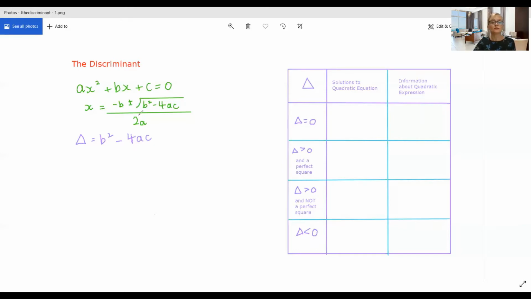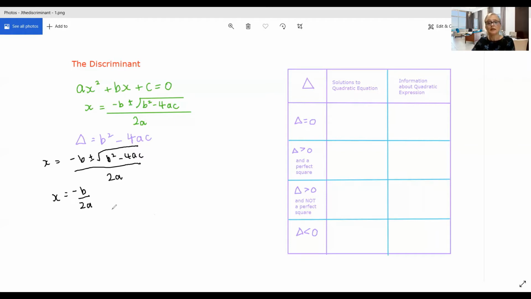Now, if this discriminant is 0, then when you have your solutions, your negative b plus or minus square root b squared minus 4ac over 2a, if that's 0, you're just going to get negative b plus or minus square root 0 on 2a. So we're only going to get one solution. Sometimes people refer to that as a repeated solution because you've kind of got two solutions that are the same, but in essence, it's one rational solution, right?